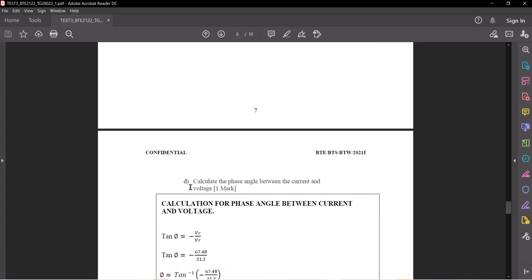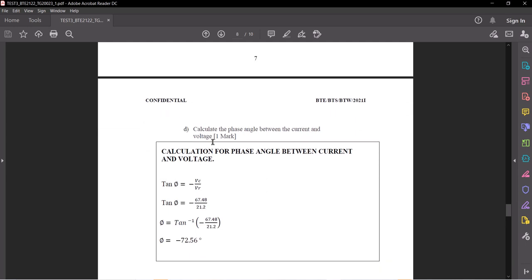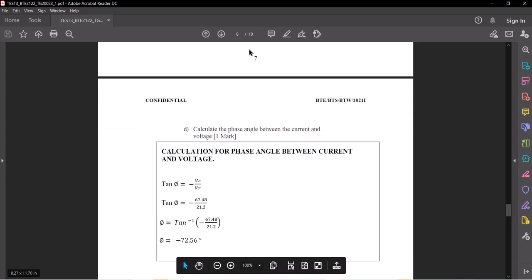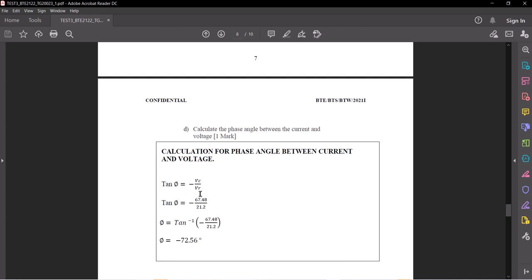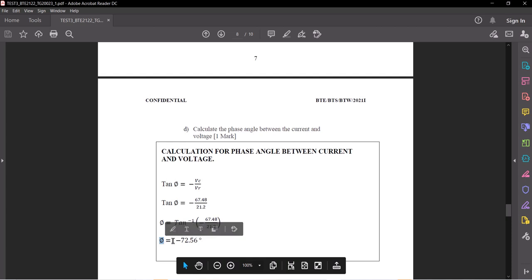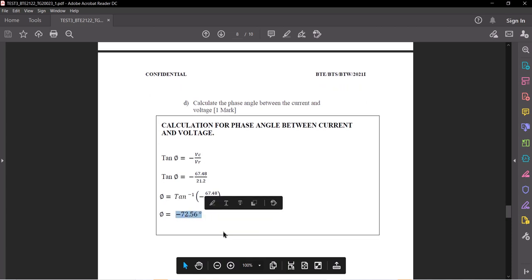Now D. Calculate the phase angle between the current and voltage. To find the phase angle between the current and voltage, we use this formula. Tan theta equals negative VC over VR. Tan theta equals negative 67.48 divided by 21.2. Now we need to find theta. So theta is negative 72.56 degree. So that's the phase angle between the current and the voltage.